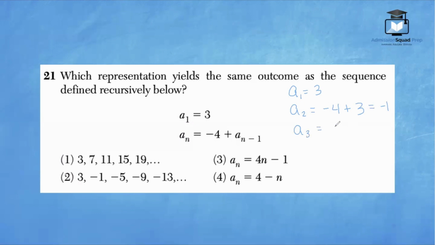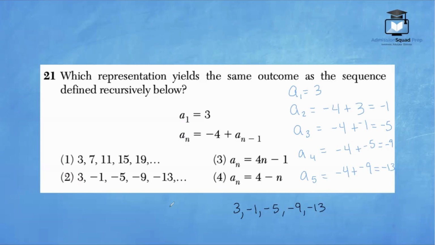A sub 3 is going to be -4 plus the number that came right before, which if you can see right here was -1. So we have -5 for a sub 3. A sub 4 is -4 plus -5, which is -9. Let's just do one more. A sub 5 equals -4 plus -9, which is -13. So we can see that our sequence starts off with the number 3, then goes to -1, then -5, -9, and -13. Let's see if our answer choices have this as a potential.